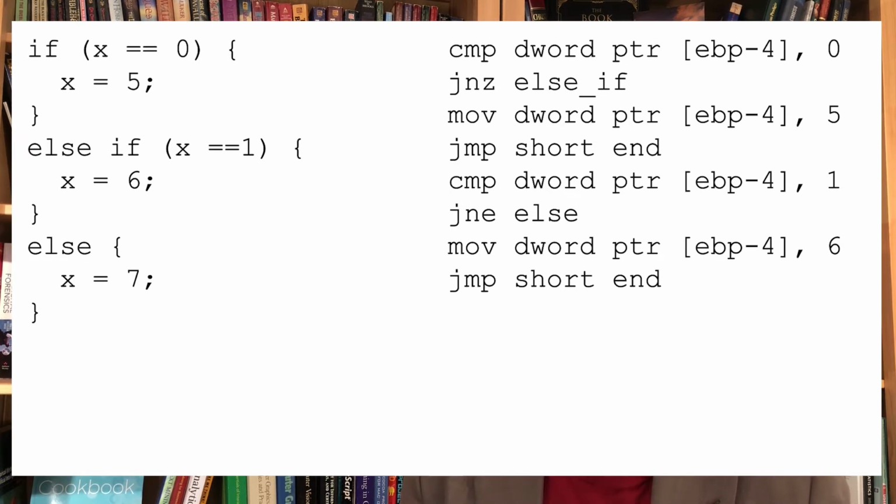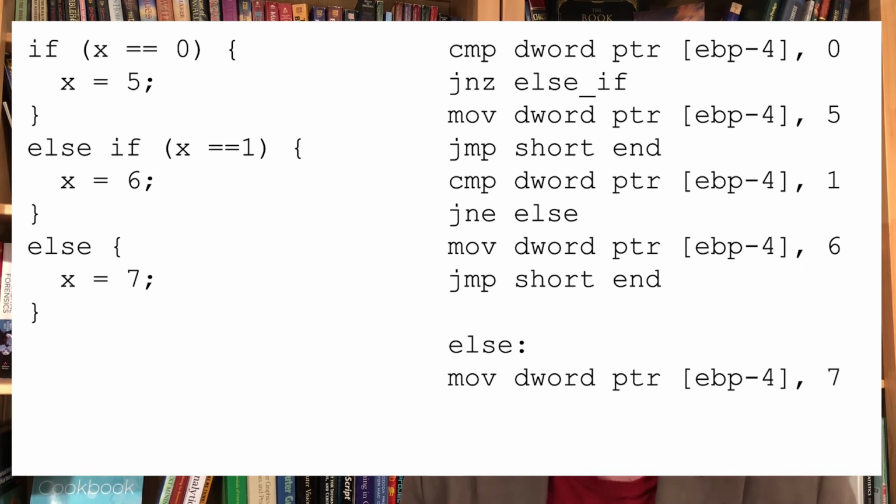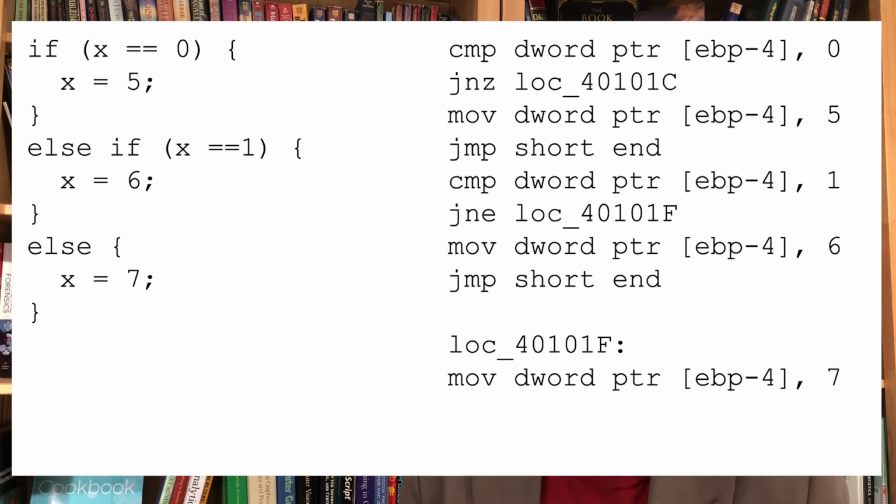Finally, we need to do the last part if the other conditions are not met. Else, mov dword PTR to the memory location in EBP-4 and set that to 7. Normally, we don't use the words else if and else, but we replace them with the memory locations like this.